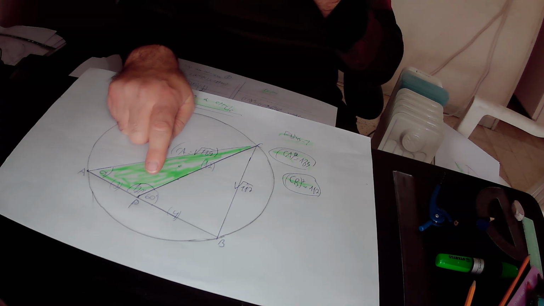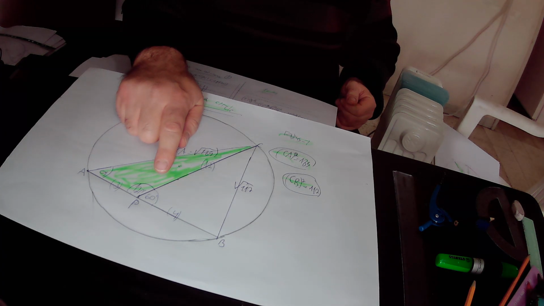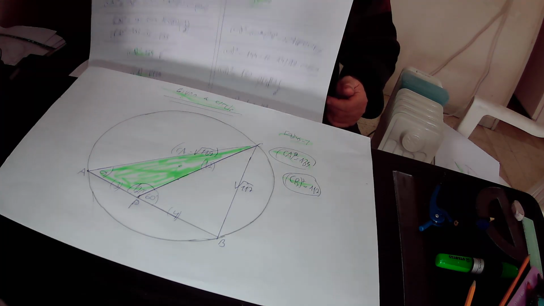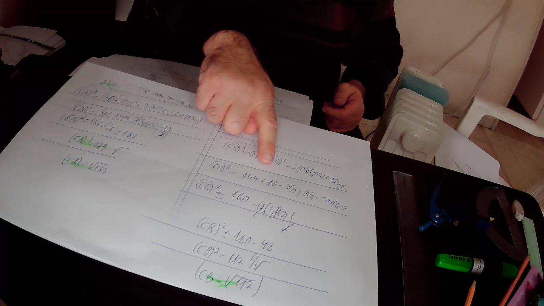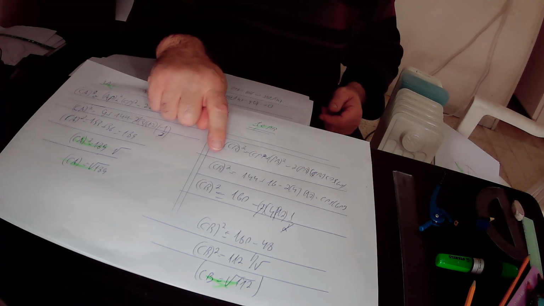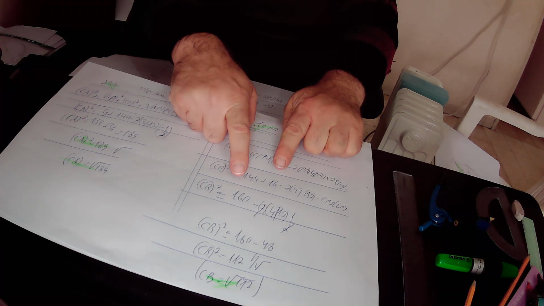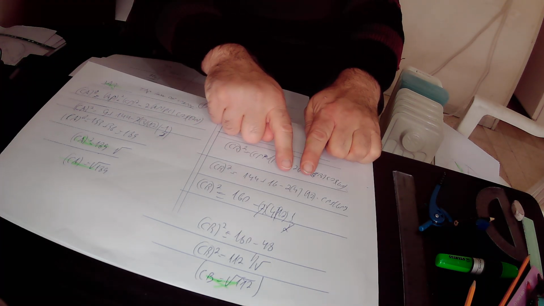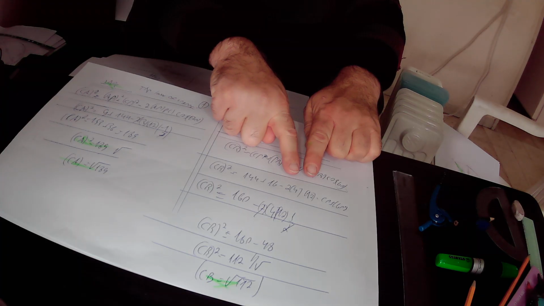And minus 2 times CP times PB times cosine 60 degrees. So if you don't know that, CB squared equals 144 plus 16 minus 2 times 4 times 12 times cosine 60 degrees. So CB squared equals 144 plus 16 is 160, minus 2 times 4 times 12 times cosine 60 degrees.